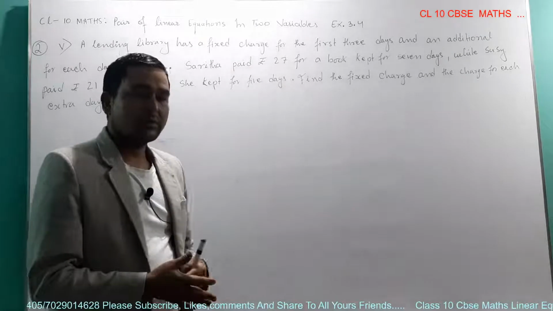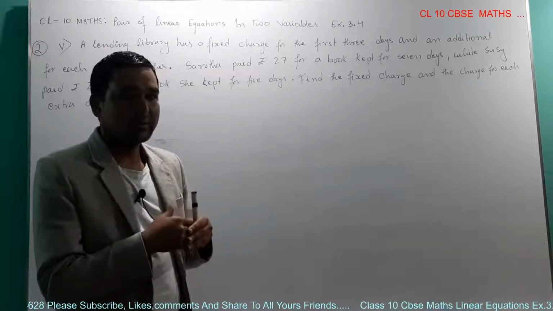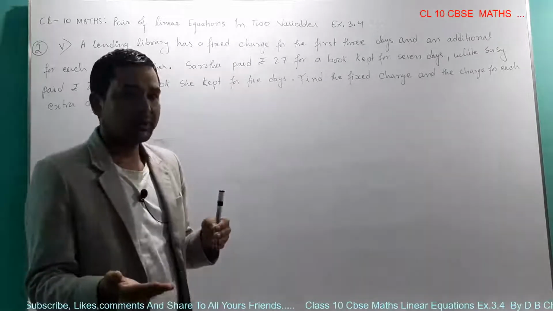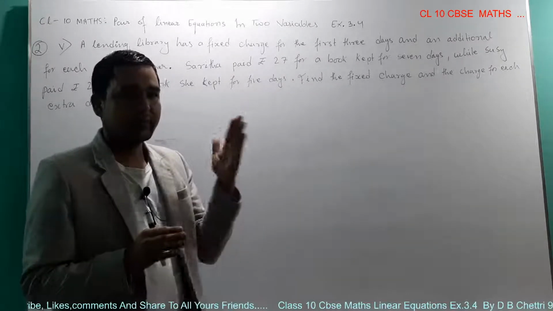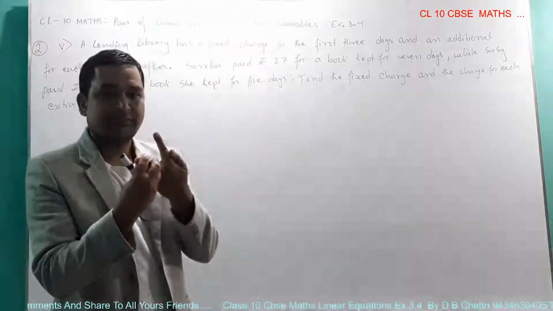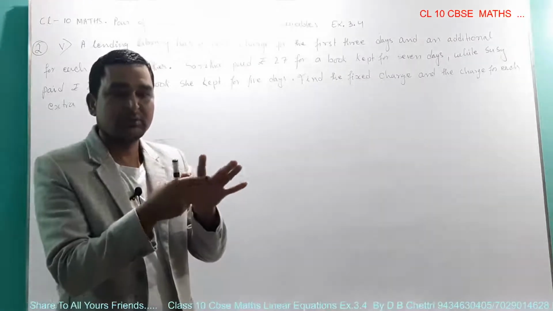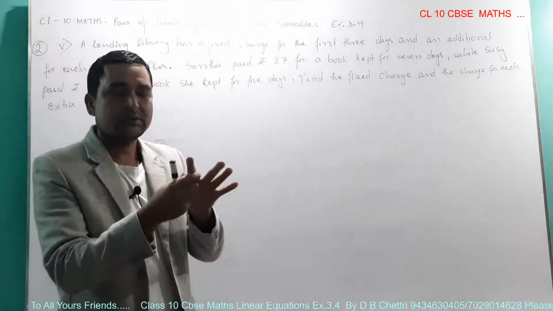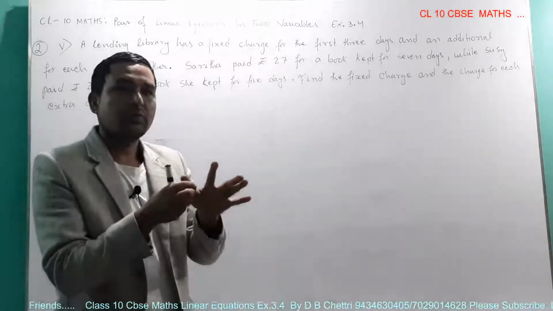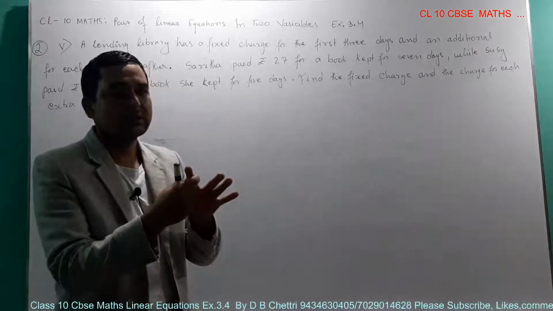Suppose we keep the books 5 days, then out of 5 days, 3 days is fixed, and we keep the books 2 more days. The charge for 3 days is fixed. Then how many days more is left? 2 days. That means you need to pay the 2 days extra charge. Suppose 1 day's charge is y, then the 2 days extra charge is 2y.